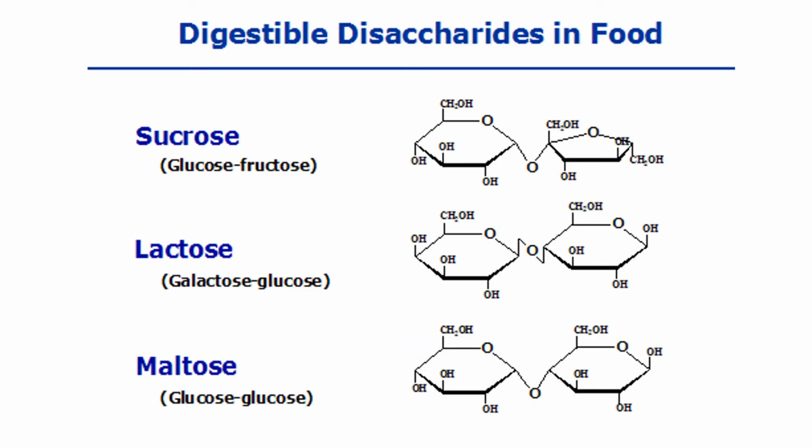So these are the common disaccharides that we find in our food. Again, sucrose, which is glucose and fructose, lactose, which is galactose and glucose, and maltose, which is two glucose molecules. Maltose is also going to be contributed to the small intestine by the breakdown of starch and glycogen.